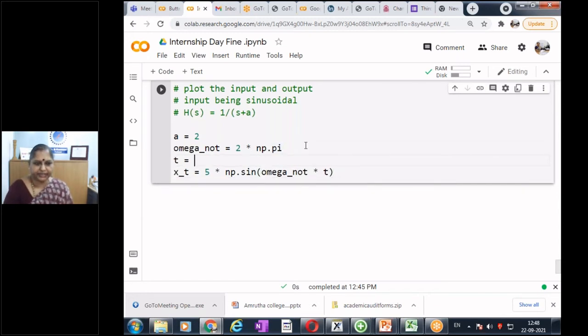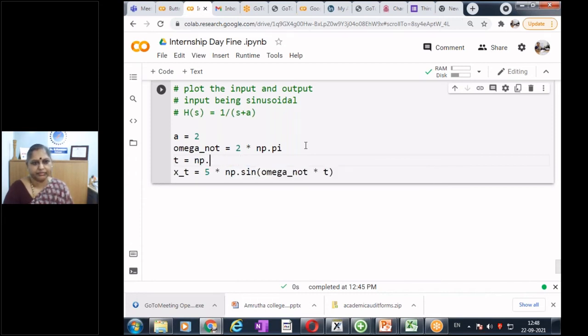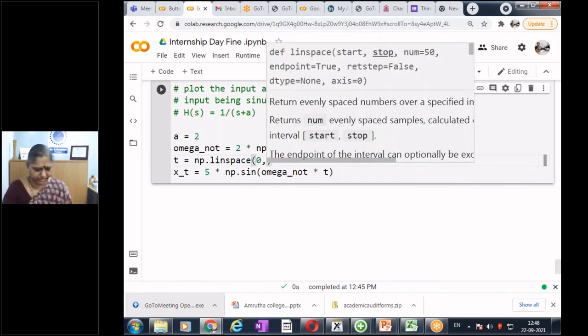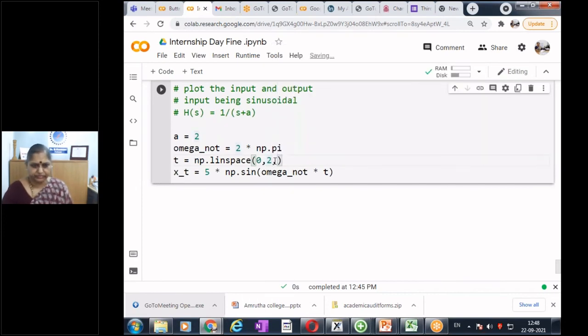I need to define time also. And what is my time? Time is np.linspace from 0 to 2, with let us say 100 values.